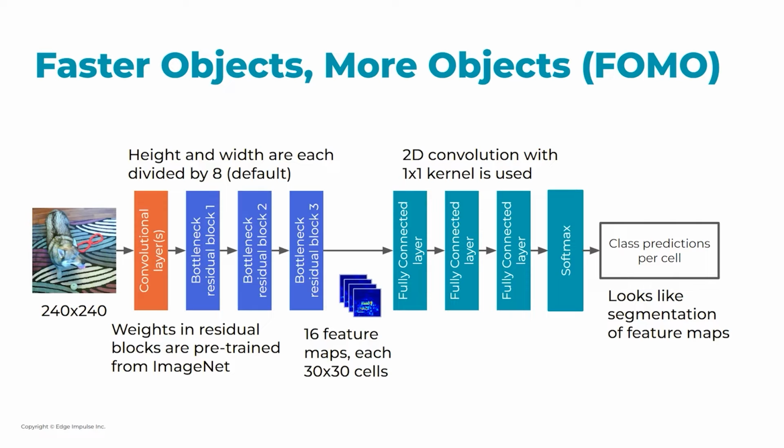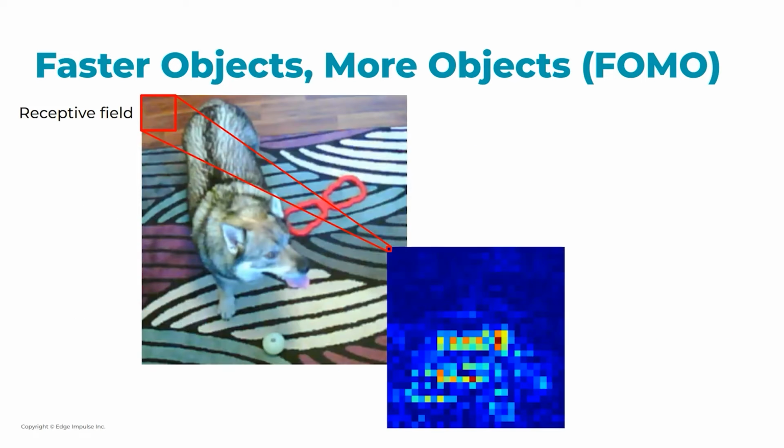We do that by doing 2D convolution with a 1x1 kernel, which gives us the same math as fully connected or a dense neural network. And then we end up with something that looks like segmentation of these feature maps. And then I'm going to go forward here.